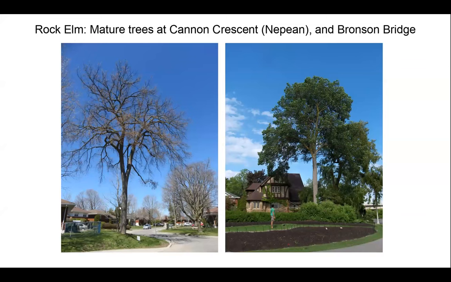Here's one in Nepean, again a retained tree. This is a roughly 1960 constructed neighborhood. This is the largest tree in the neighborhood. It's surrounded by Norway maple and things, kind of depressing. Anyways, this is the last surviving rock elm in this neighborhood. There was one right across the road that died about 5 years ago.